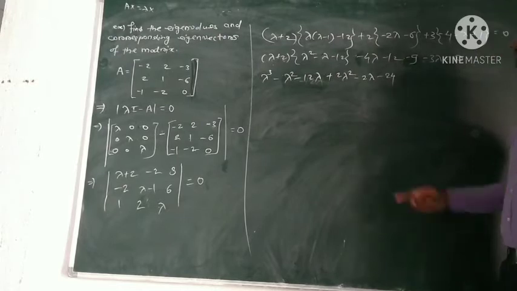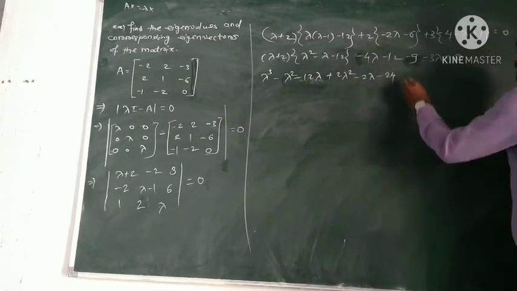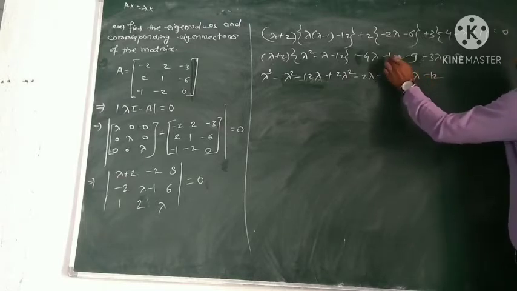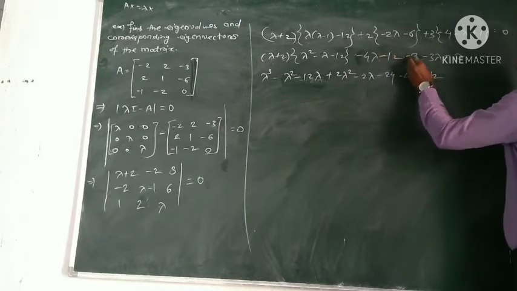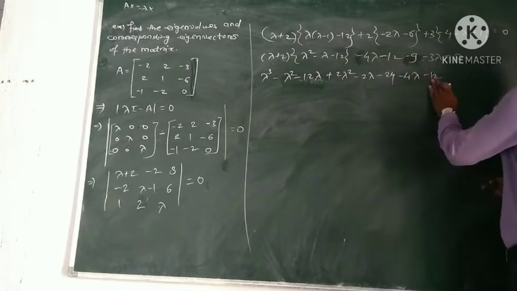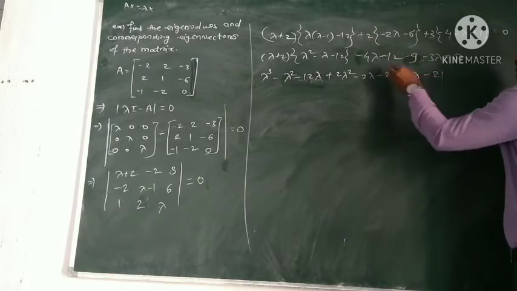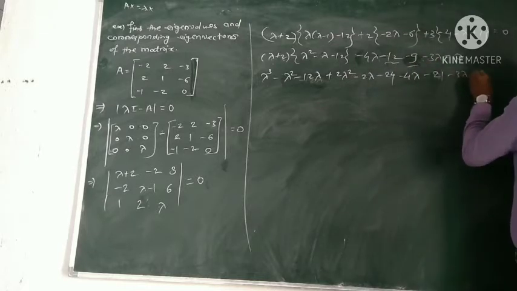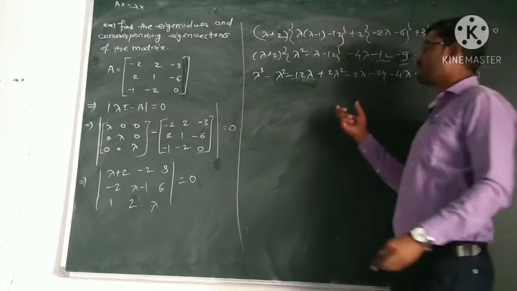Okay. Now this minus 4 lambda as it is, minus 12 as it is. So minus 12 minus 9, which is minus 21. Then minus 3 lambda is equal to 0. Again we will simplify this.